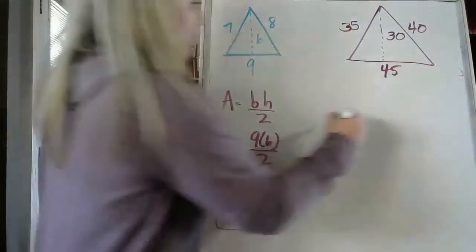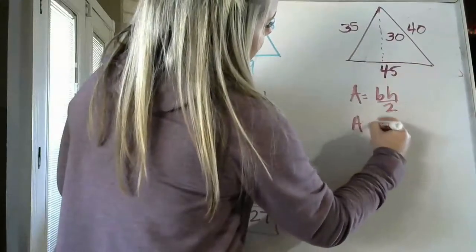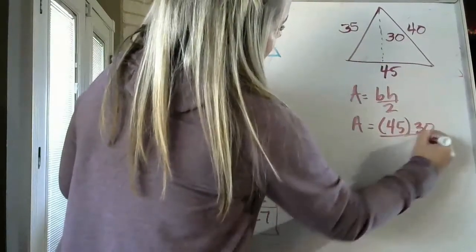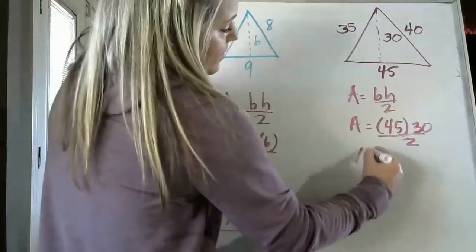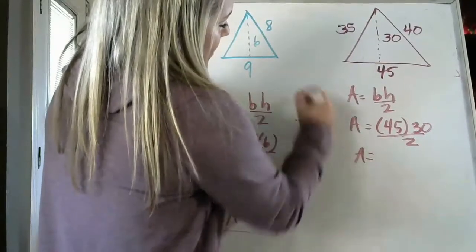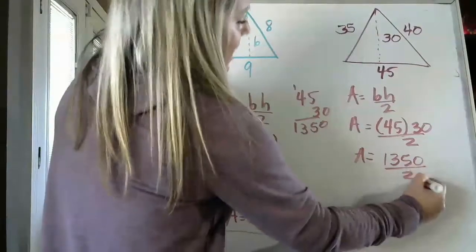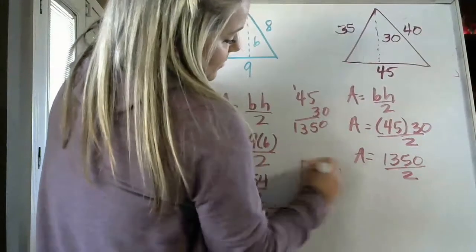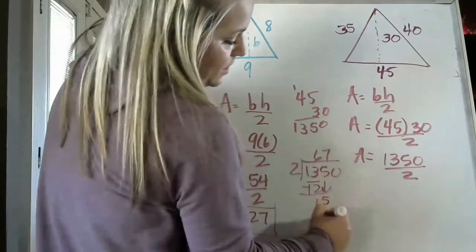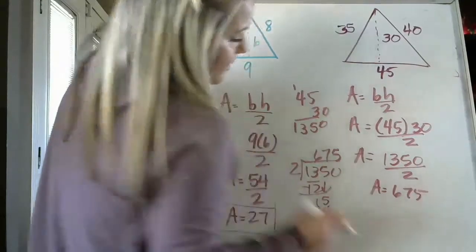Okay, right now, area of this one, these are bigger numbers. Base times height divided by 2. Area is equal to 45 times 30 divided by 2. Okay, so let's do the trick where we leave the 0 hanging off. 15, 12, 13. Woo! 1,350 divided by 2. 6, 12, 1. That goes in 7 times. 14. Ooh, 675. Okay.